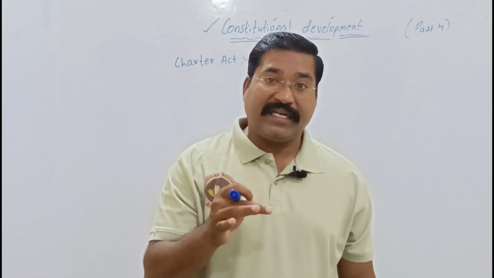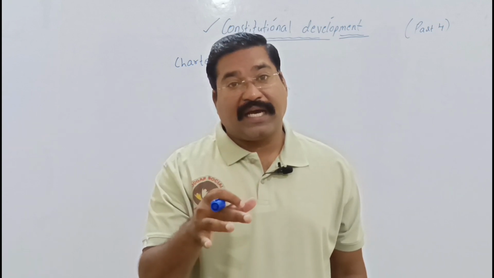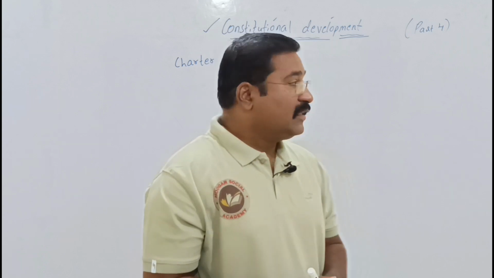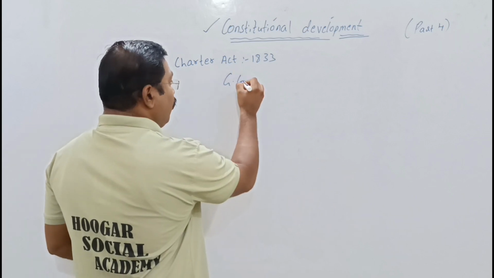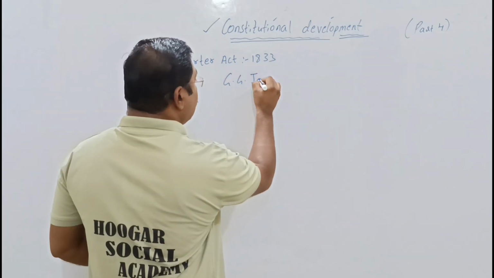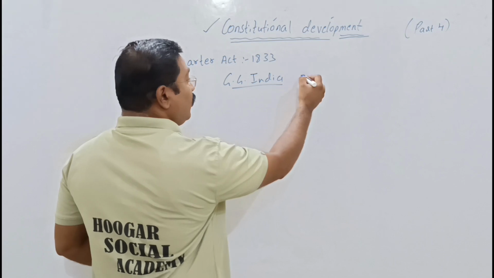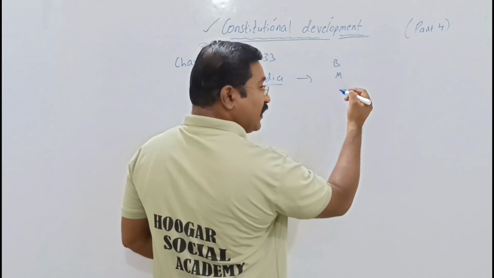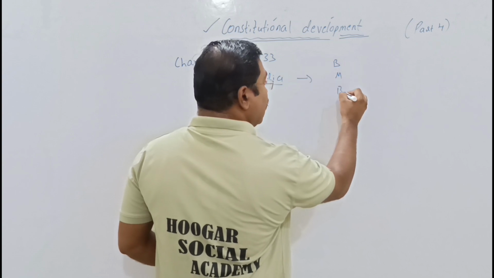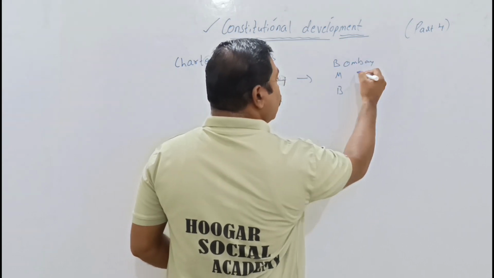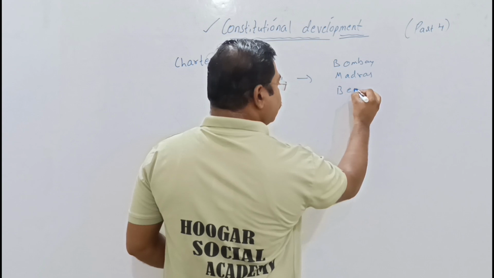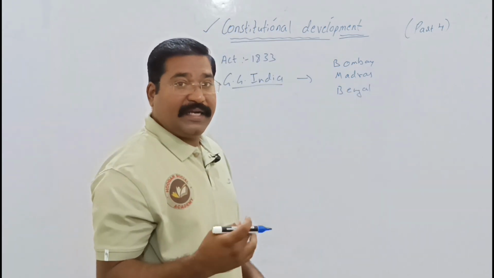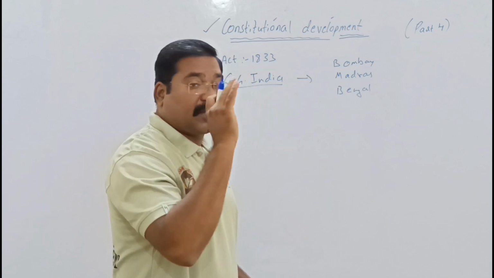In 1773 and 1784, we understood that the governor was made a governor general. In this Act, the governor general is given one more title, Governor General of India, who has the power of Bombay, Madras and Bengal. He was already there, but now he will be called Governor General of India, and he is given all sorts of authority.